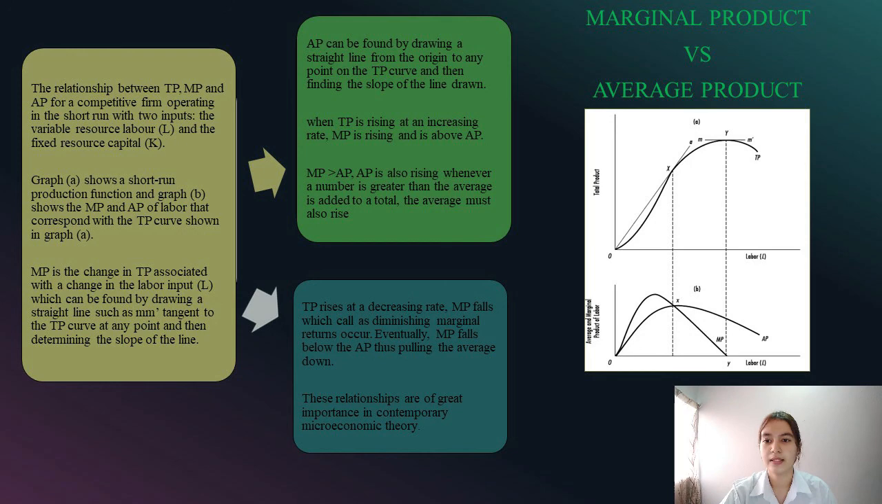These relationships are of great importance in contemporary microeconomic theory. For example, they explain the shape of the short-run cost curves for a typical firm, are the basis for the marginal productivity theory of the demand for resources, and underlie the marginal productivity theory of income distribution.